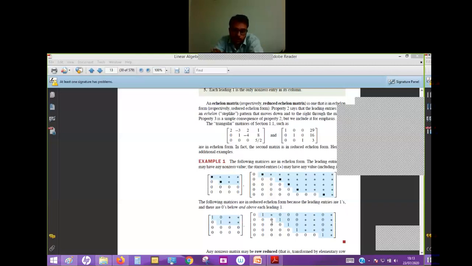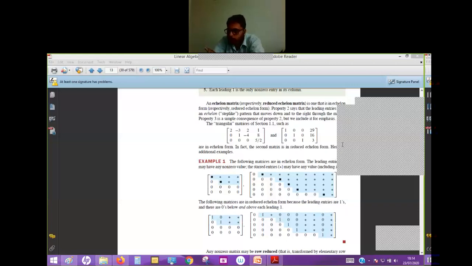Please don't say that if this is 1, then the element below will be 0 and then this element should be 1. No, you can elongate this first entry to any extent. If it is possible to make it 0, then please make it 0. Again, if it is possible to make this element 0, then also you can make it 0. The leading entry should be 1 wherever it is.